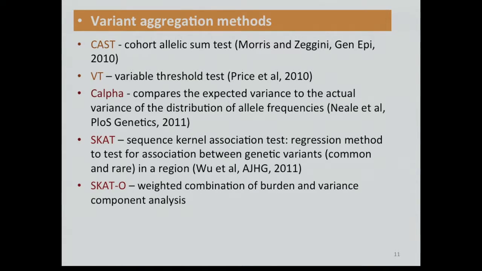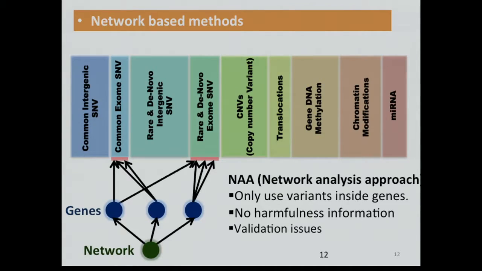But there are many variant aggregation methods that combine these variants and have the power, with smaller sample sizes, to actually identify the genes of interest, even without using networks. Then people started using networks, and of course networks gave a lot more power to detect the genes involved in the disease. There are problems with validation and replication, but that's not the only problem. The problem is that we're still stuck with genes, whether we are using networks or not.